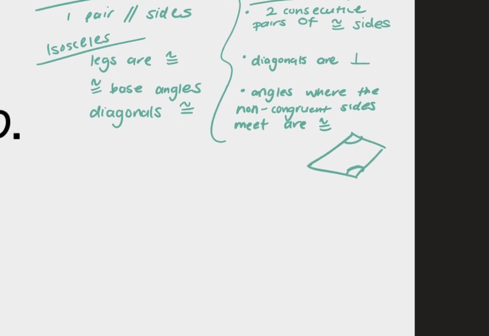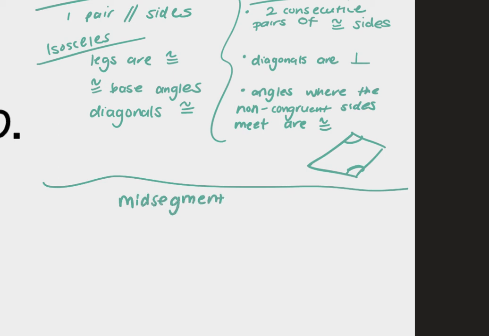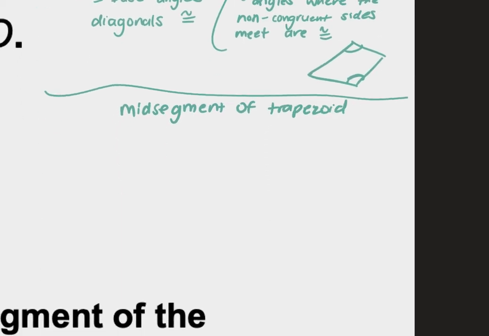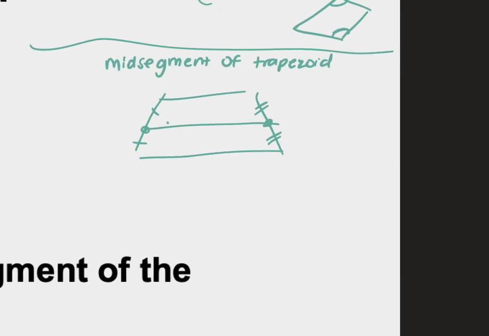And then we learned about the mid-segment of a trapezoid, which connects the midpoints of the sides of the trapezoid. And it is equal to base 1 plus base 2 divided by 2. How do you get base 1? We did it.